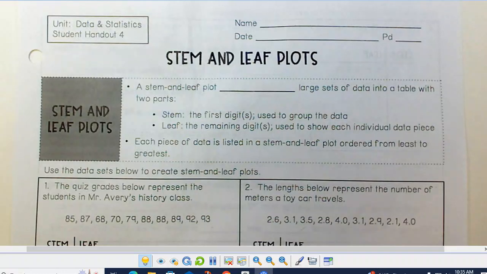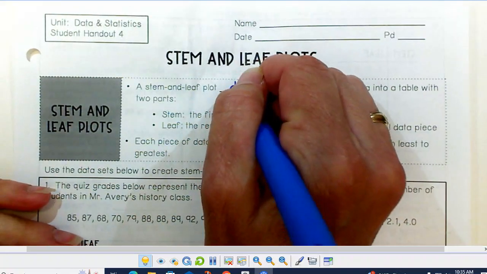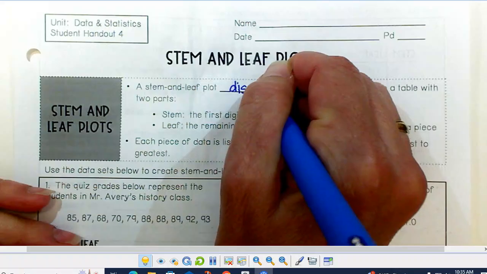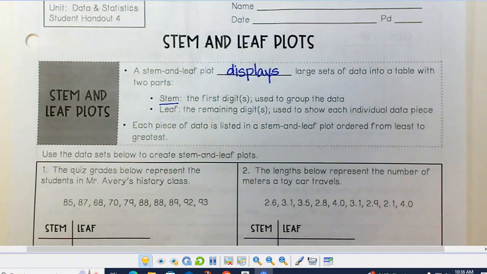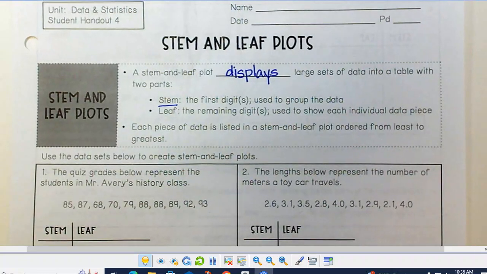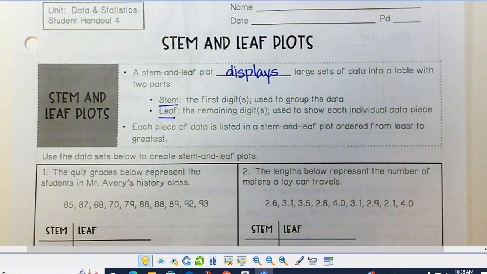This is student handout 4, which are notes, and this is in the unit data and statistics, and we're going to talk about stem and leaf plots. A stem and leaf plot displays large sets of data into a table with two parts. The stem is the first digit or digits, and it's used to group the data. And then the leaf is the remaining digit or digits used to show each individual data piece.